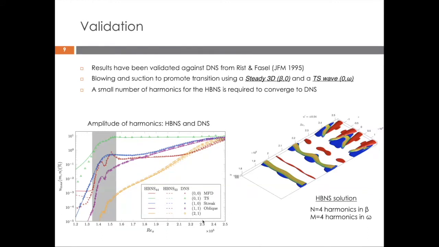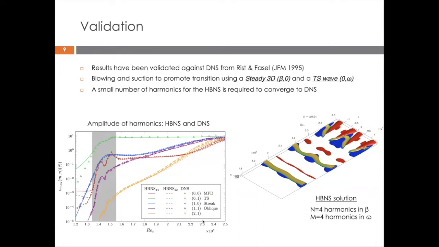So transition in that case is promoted by a specific pre-specified boundary blowing and suction comprising a steady wave with omega 0 and a TS wave with beta 0 periodicities. On the bottom left, we see the comparison with the DNS, and actually the symbols are the DNS, the lines are the harmonic balance using either 2 or 4 harmonics in each direction. And we can see that we're capturing the main behavior both qualitatively and quantitatively.